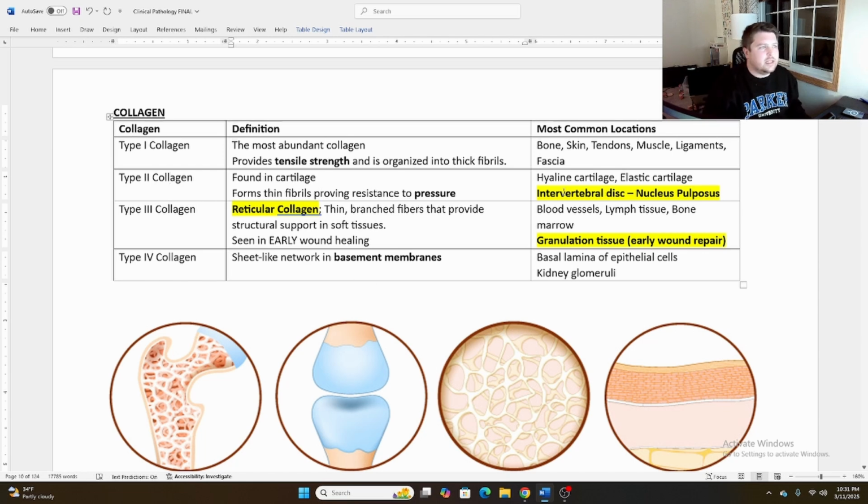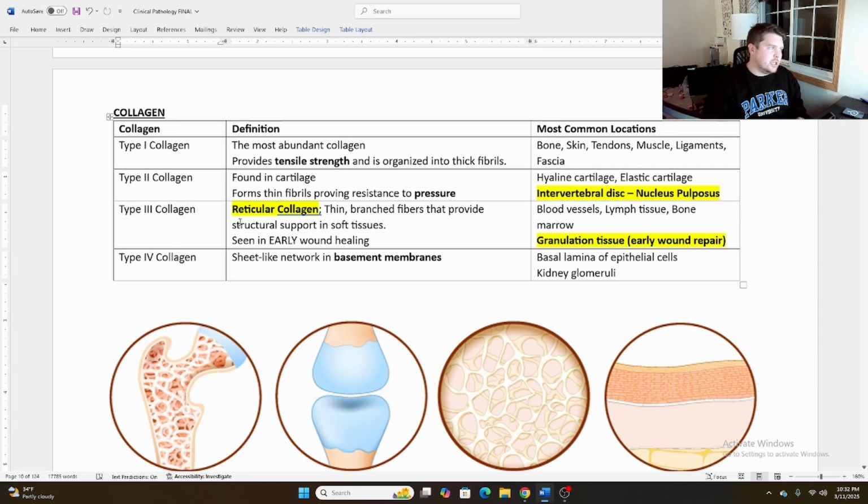Type 2 collagen is our hyaline cartilage as well as our elastic cartilage. It does a really good job providing resistance to pressure, like squishing pressure. It is found in the intervertebral disc, specifically the nucleus pulposus. This is highlighted because anything that has to do with the spine can pop up in pathology, general anatomy, spinal anatomy, physiology, a little bit of everything. So anytime it involves the spine, we flag that and make sure that we 100% know that, because that can be tested in all of the different areas of the exam.